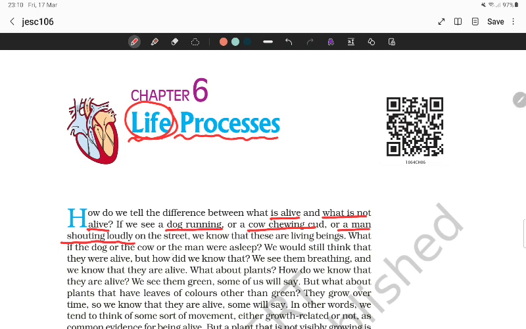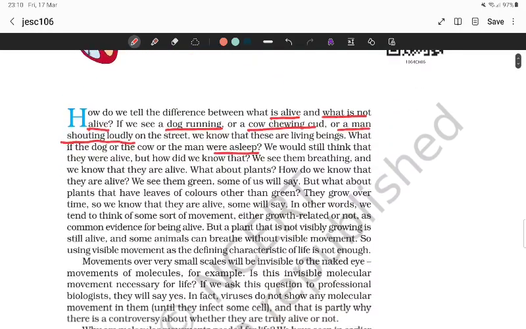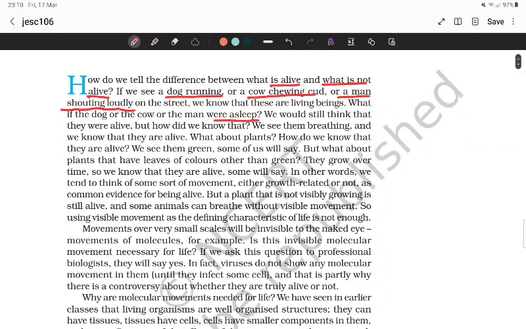So what if the dog or the cow or the man were asleep? At the same time, when any object is not showing an activity, is it living or non-living? When a person or an animal is sleeping, not doing an activity, still we call them living creatures. So what makes them living? We see them breathing and we know that they are alive. So the first thing we understand is that breathing might be the basis of living.